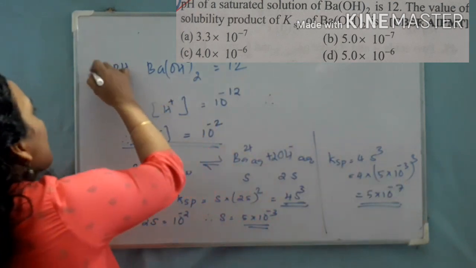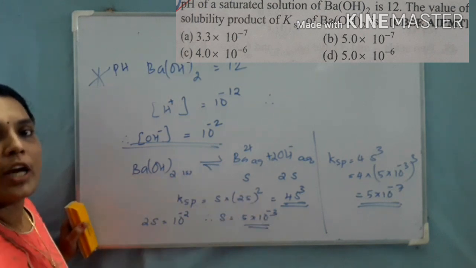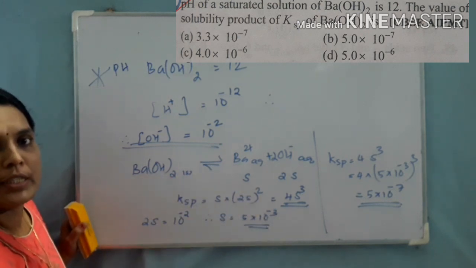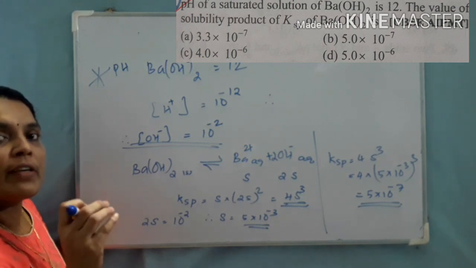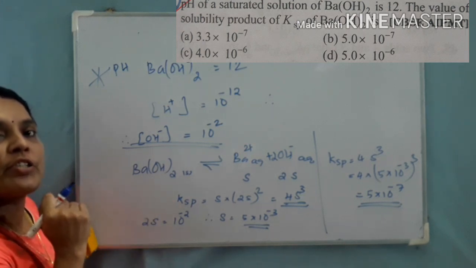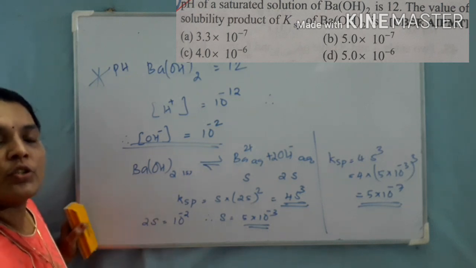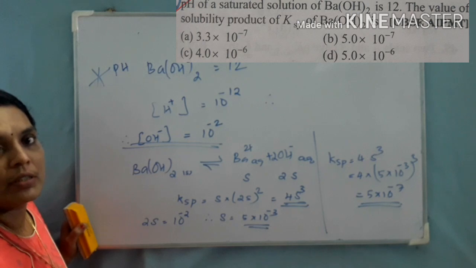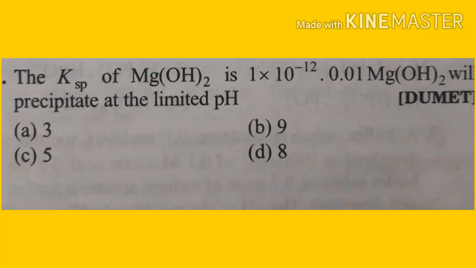So this is the most important question. Remember, pH is given, we want to calculate solubility product. pH is given means the total molar concentration of H plus ion or OH minus ion present in solution is known, so we can calculate solubility product. Clear? Okay. Come to the next question.